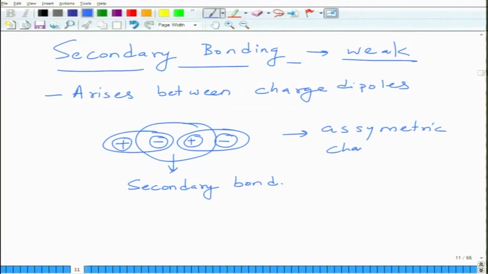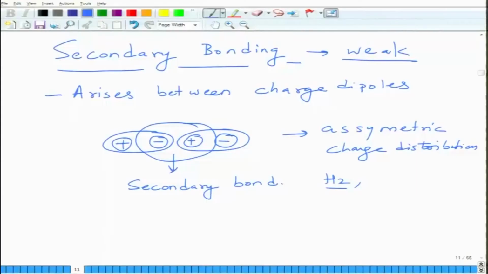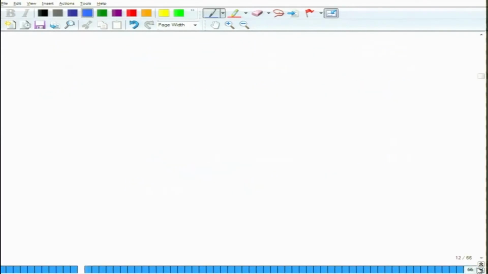Okay. So, this is because of asymmetric charge distribution, and when you have asymmetric charge distribution you will have formation of electric charge dipoles. This happens in things like hydrogen, most of the gases have this kind of van der Waals structure because they have very weak bonding, and water molecules are secondary bonded. Then a second type could be what is present, for example, in polymers, where you have these polymer chains.